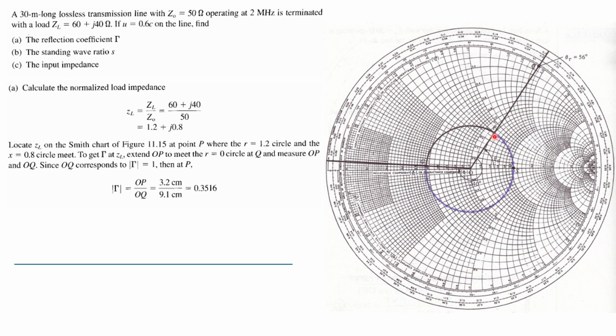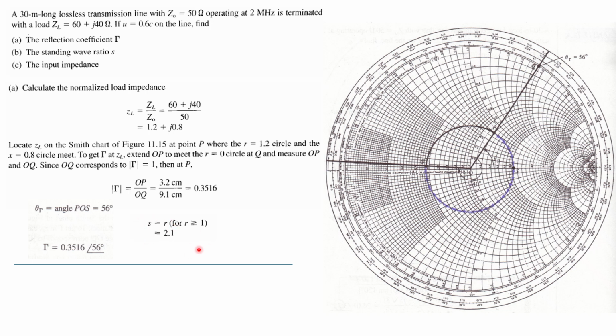Now in order to find tau, extend it and take the ratio. Measure these values, like 3.2 centimeter, and from the origin to this cutting point is 9.1. Take the ratio, you will get tau. After getting the tau value, you can also measure this angle from the line X equal to 0. You will get the final value, which will also give you the complex part.